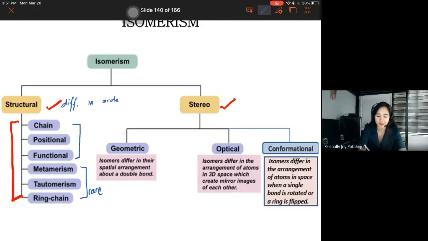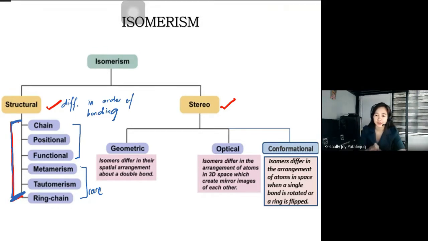In order of bonding. So generally speaking, when you will be encountering structures under chain, positional, functional, until ring chain, nagkakaiba yung structures nila based on the order of bonding. Okay, so another thing na dapat nyong i-familiarize, for this isomerism topic, familiarize or master the identification of the types of isomerism.